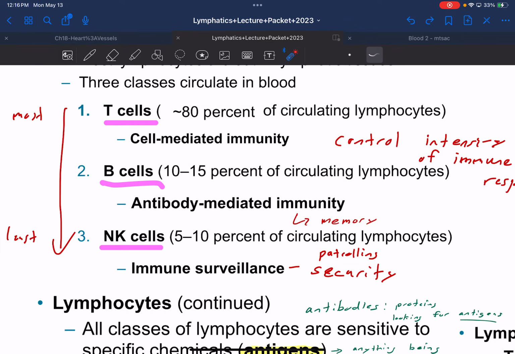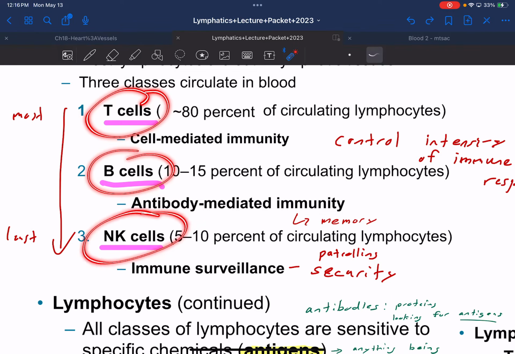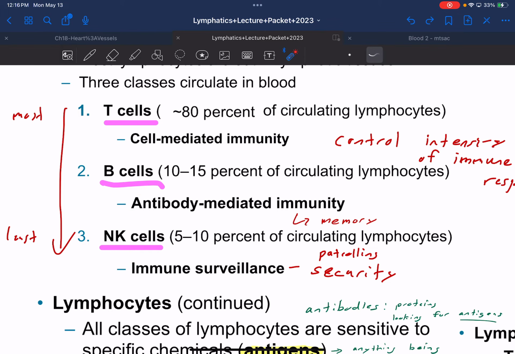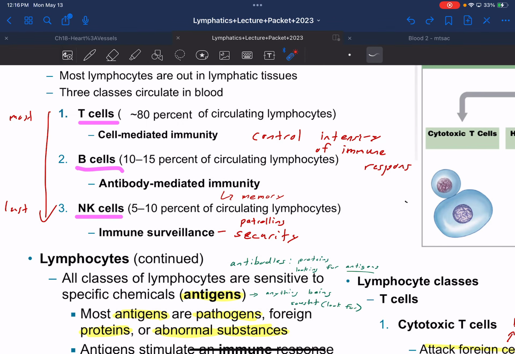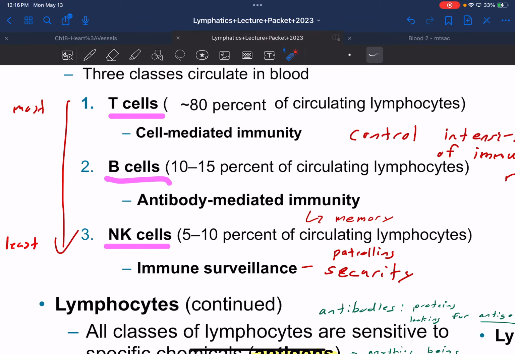Now, with that, T cells, B cells, and natural killer cells, these populations of cells overall can be summed up in how they defend us. T cells are the most abundant, so we write most here, and then least down here. To remember, because we should know which ones are the most abundant lymphocytes and which ones are the least abundant.